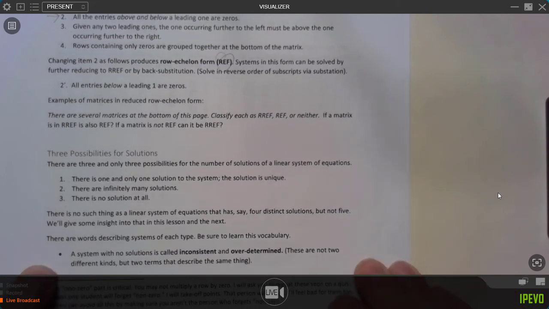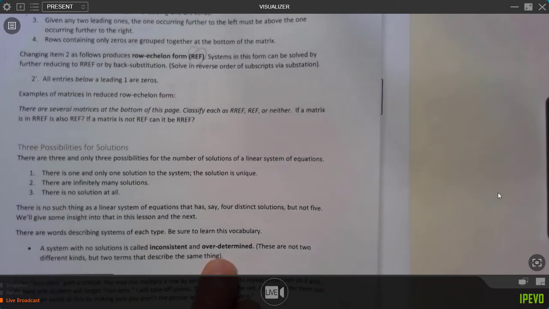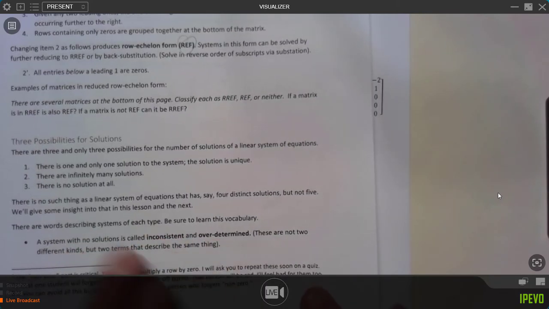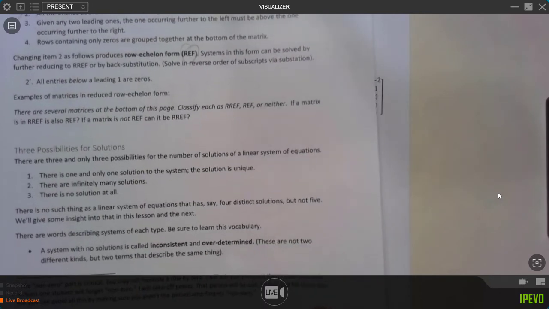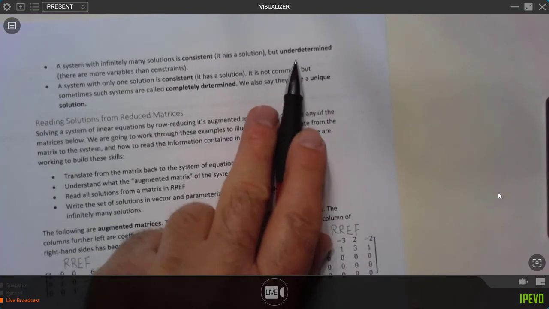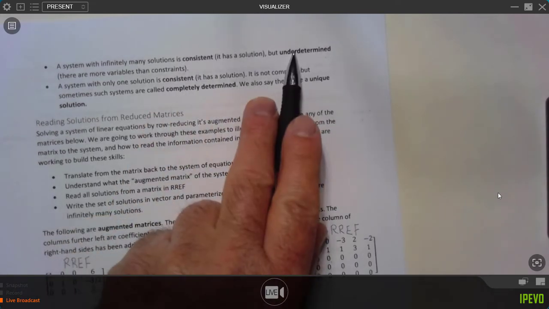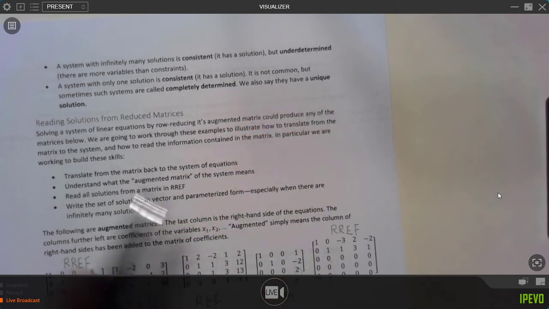There is some vocabulary that's worth reading here. If a system has no solution, it's called inconsistent or overdetermined. By the way, inconsistent and overdetermined mean the same thing. They're not 2 varieties of no solution. They're synonyms. If a system has infinitely many solutions, we say it's underdetermined. It is consistent because it has a solution. It's underdetermined because the solution isn't unique.